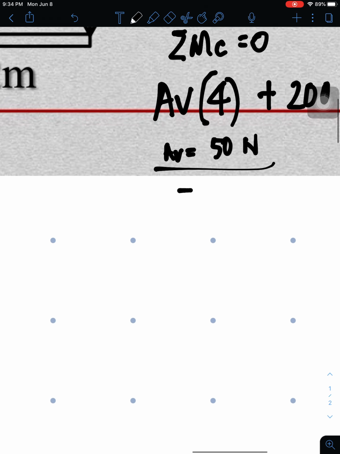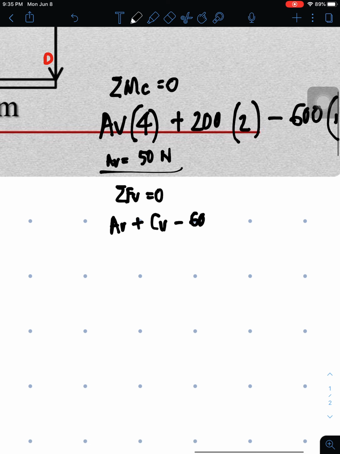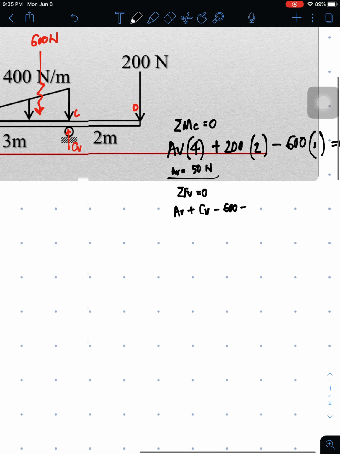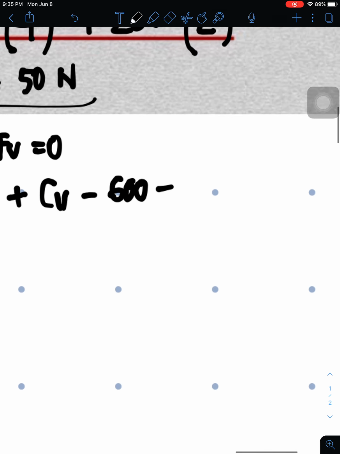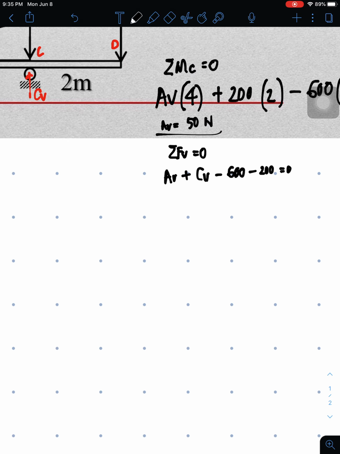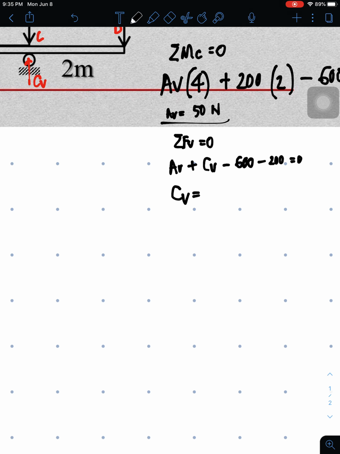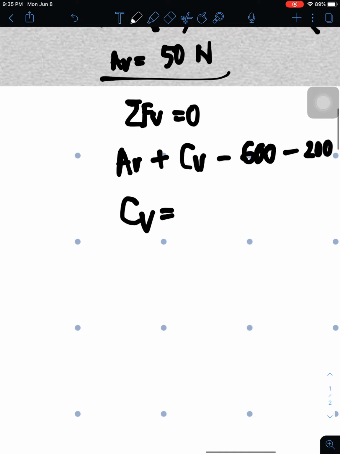And then summing up vertical forces equal to 0, we will have AV plus CV minus the 600 as the resultant of the triangle, and minus 200, equal to 0. So we can now solve for CV, and our CV is 600 plus 200 minus 50. That's 750 newtons.